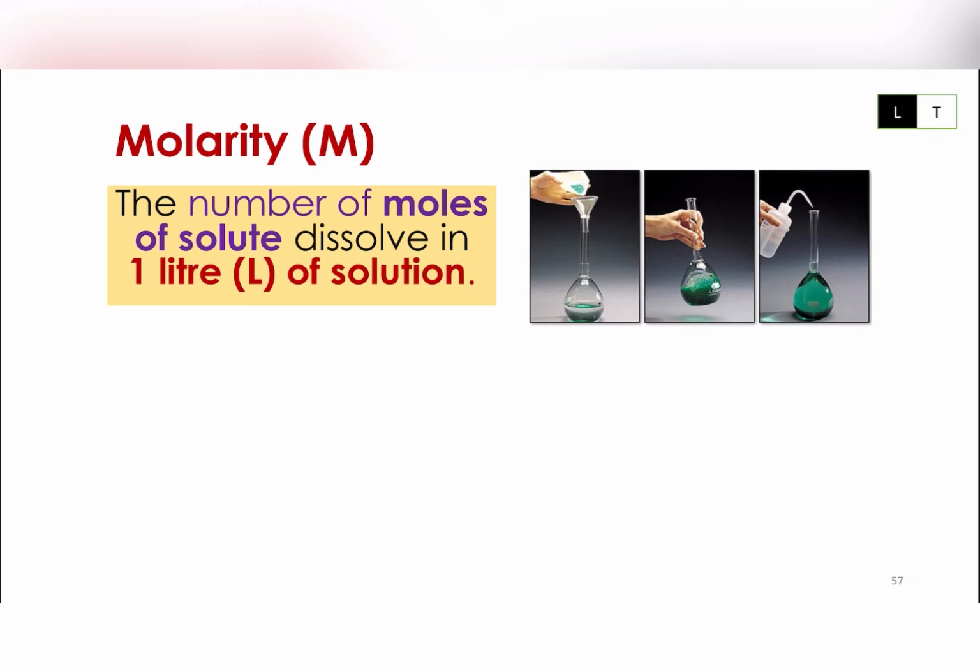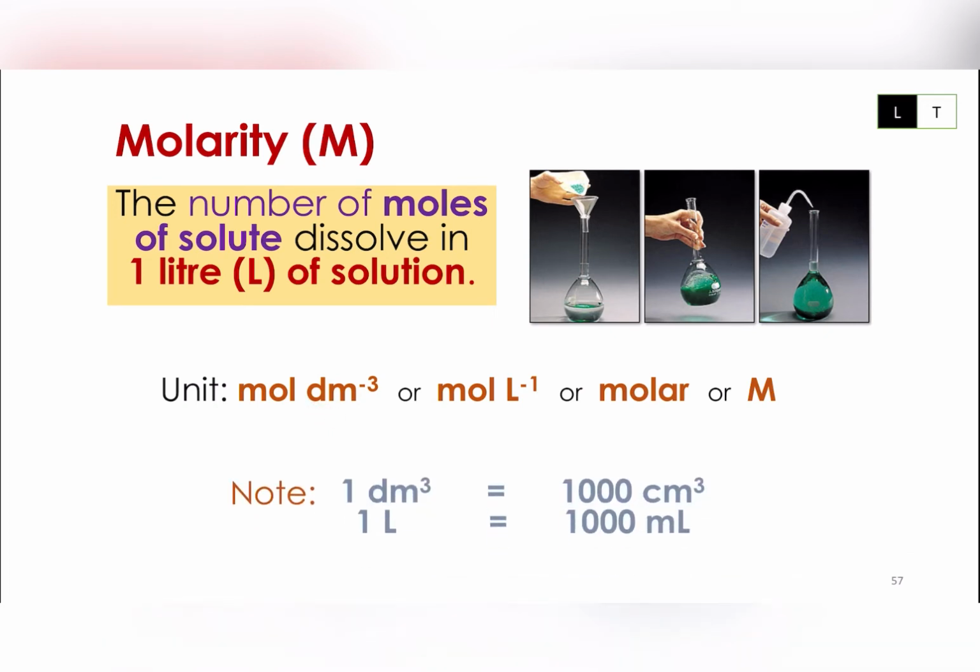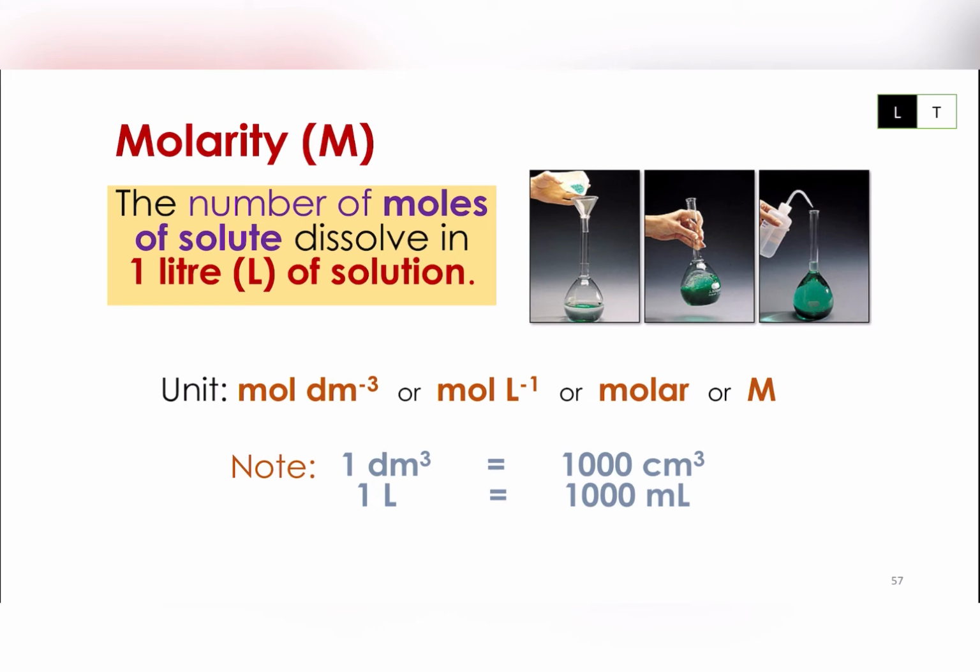Next, for molarity, we have several units that you can use, but all of those are the same thing. The first one is mole per dm cube, or mole per liter, or molar, or capital M. I don't mind whichever units you want to use because all of those are the same. These units come from the definition itself, mole over 1 liter. And usually 1 liter of solution, we can take note that it's the same as 1 dm cube. So 1000 milliliter equals 1000 cm cube.